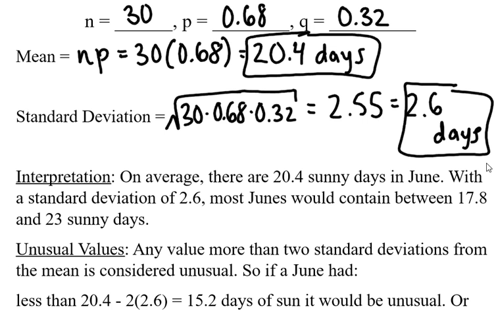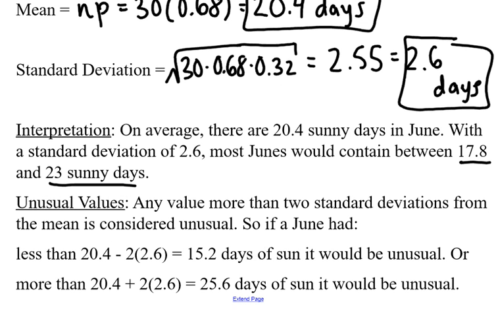So my interpretation: on average, there are 20.4 sunny days in June. With a standard deviation of 2.6, most Junes would contain between 17.8 and 23. I got 17.8 by subtracting 2.6 off of 20.4. I got 23 from adding 2.6 onto 20.4, and this gives me the middle range. So most Junes are going to contain between 17.8 and 23 sunny days.